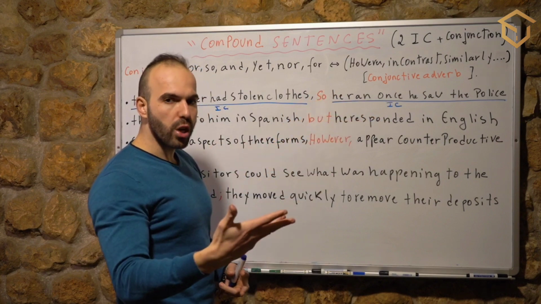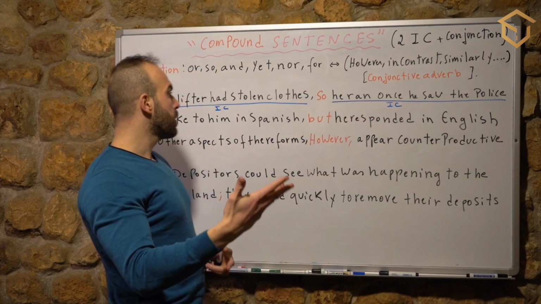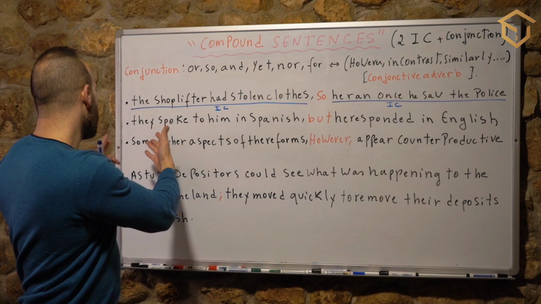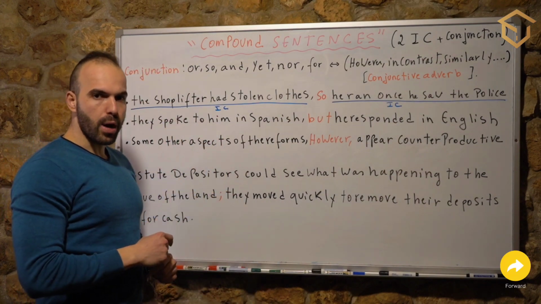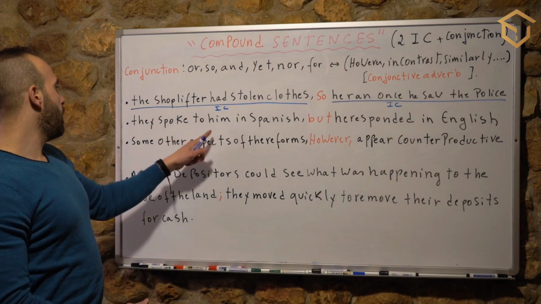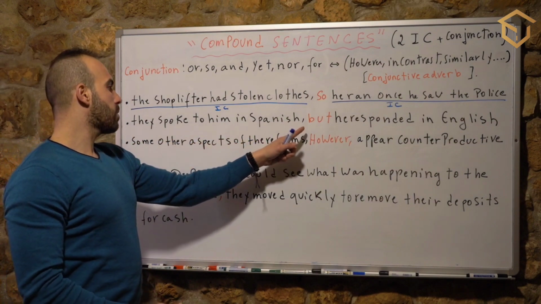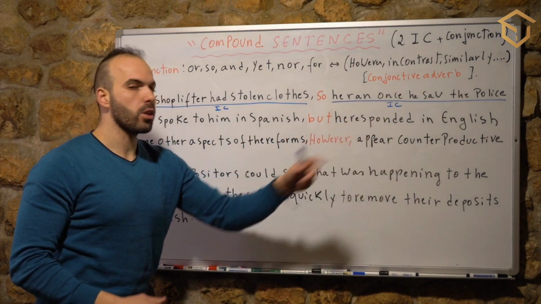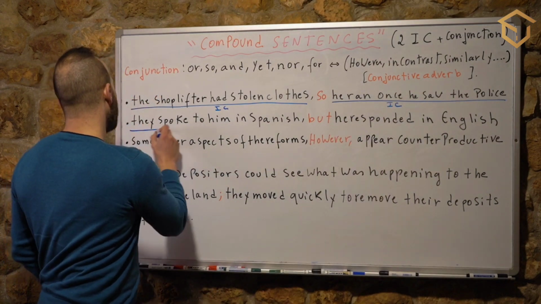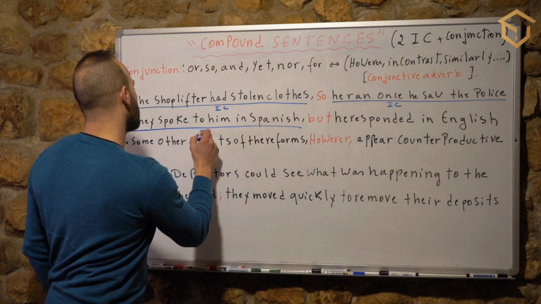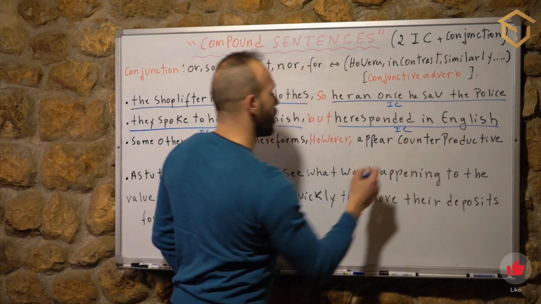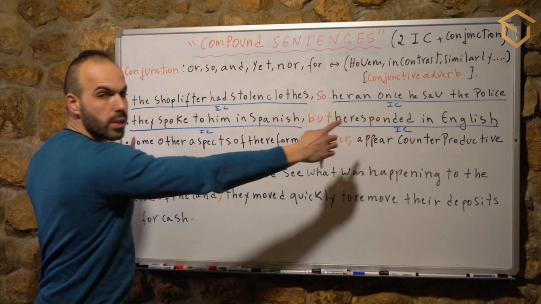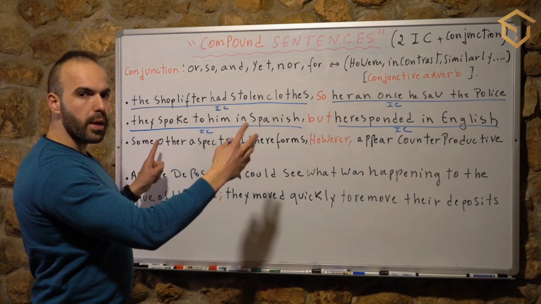We have a lot of conjunctive adverbs. Okay? Now let's move to the second sentence to help more comprehend what I'm talking about. They spoke to him in Spanish, but he responded in English. So as you can see, that's an independent clause and that's an independent clause. If you read these two clauses alone, they still have meaning.